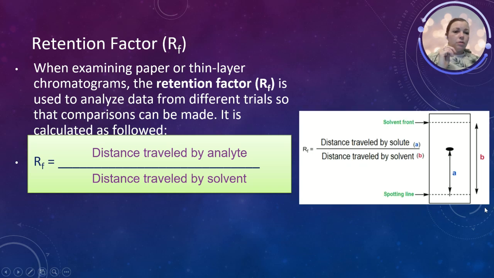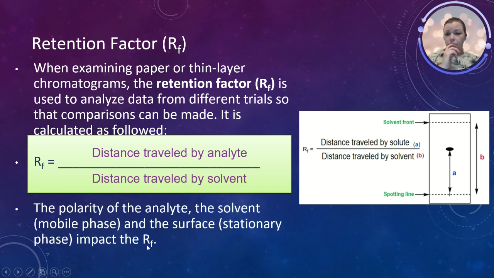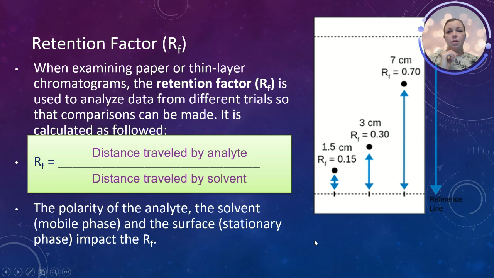Okay, so this is how we do it. You have your spotting line here, which you mark on your paper in pencil, and then you have your solvent front that moves this far, which you would mark in pencil as well. That's the distance your solvent travels, and this is the distance that your spot traveled. Then you strictly divide this distance by that distance, so the part divided by the total. It's just like you would do a percent: part over whole. The polarity of the analyte, the polarity of the solvent, and the surface all impact your Rf, so the intermolecular forces are at play.